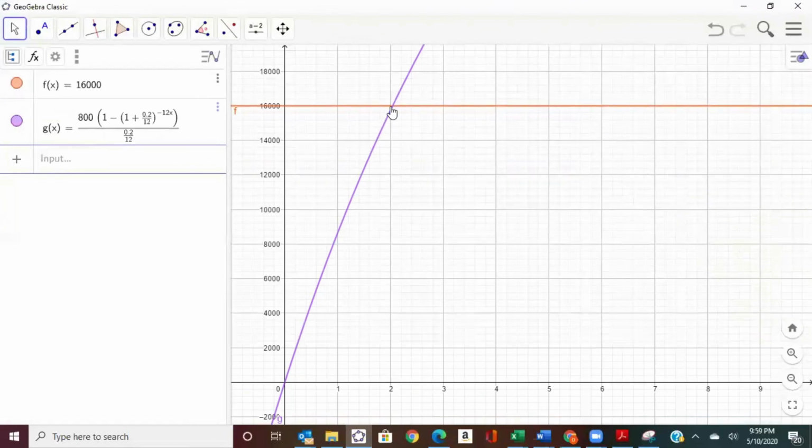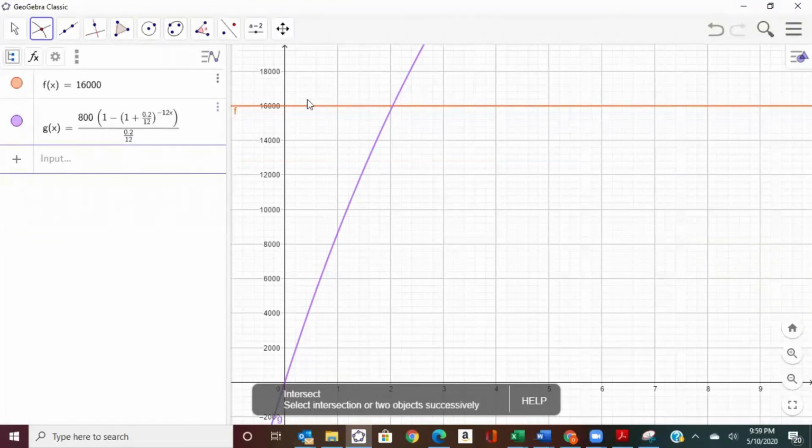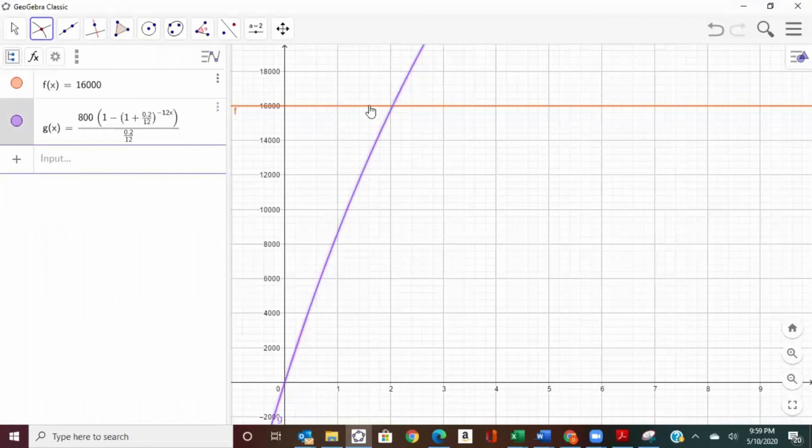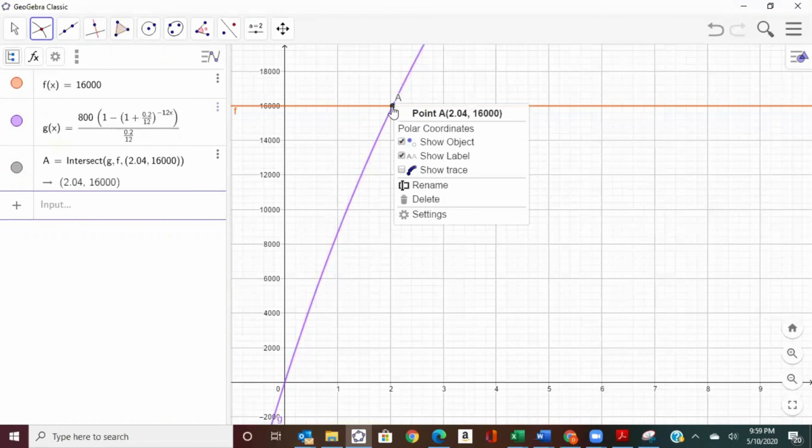And what we're looking for is this point of intersection here. So in Geogebra, all you have to do is click on the point, and then there's a thing that says point of intersection. So we click this graph and then this graph. It gives me a value of A, and we want to show the label, point A.